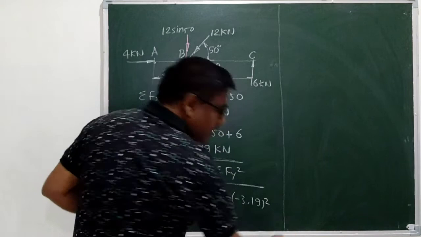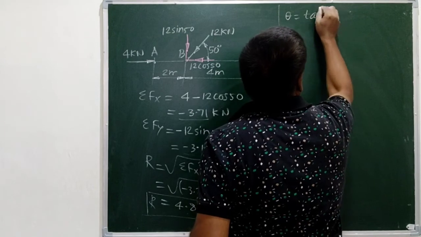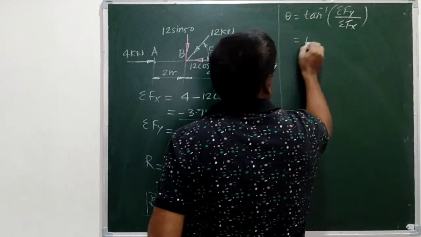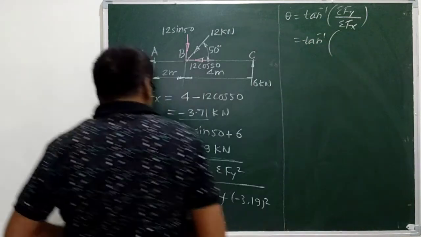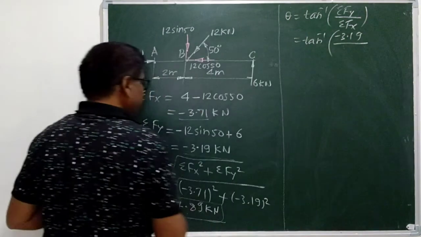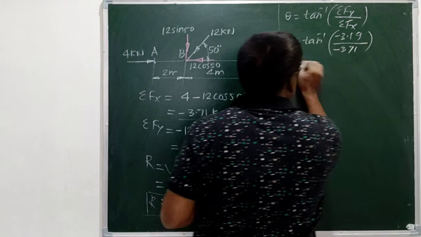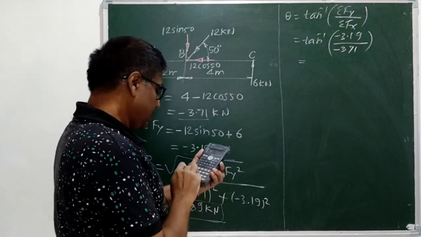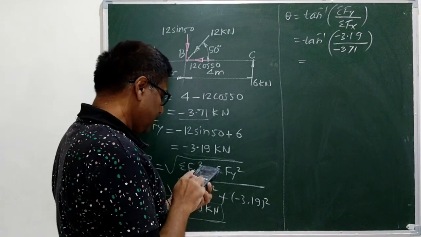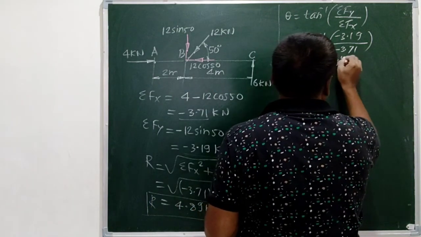After this, let us find the direction of resultant, that is theta. Theta is equal to tan inverse sigma fy by sigma fx, tan inverse of sigma fy value is minus 3.19, sigma fx value is minus 3.71. Let's find this value, 3.19 upon 3.71 is equal to inverse of tan. It is coming 40.69 degrees.